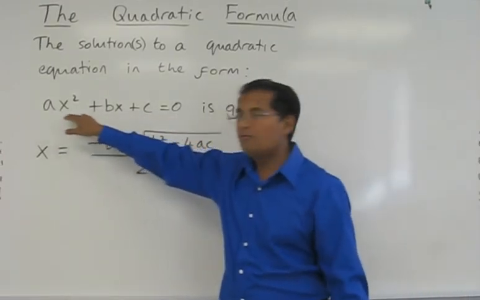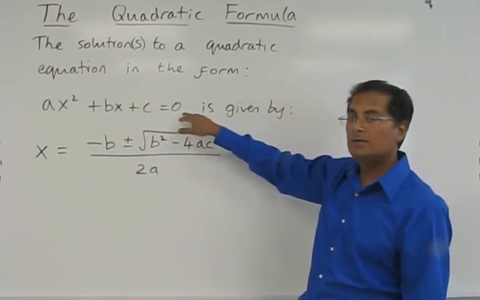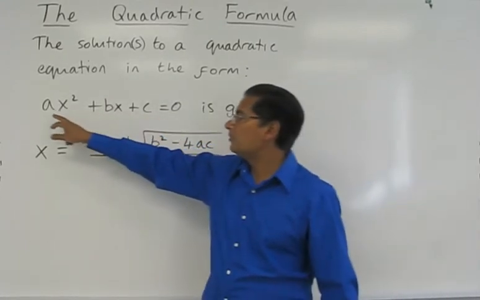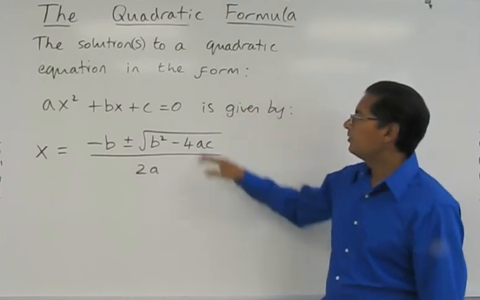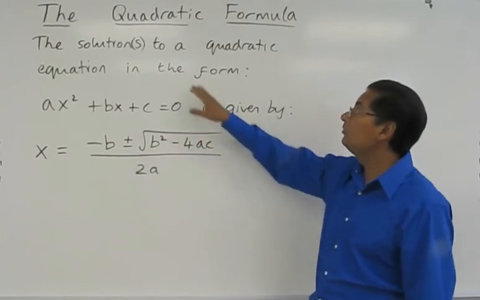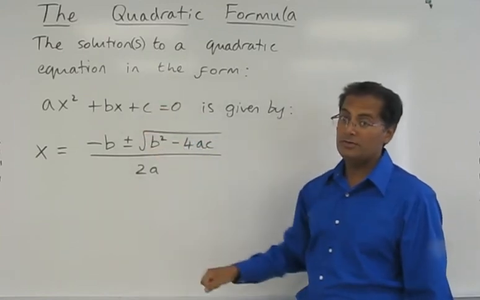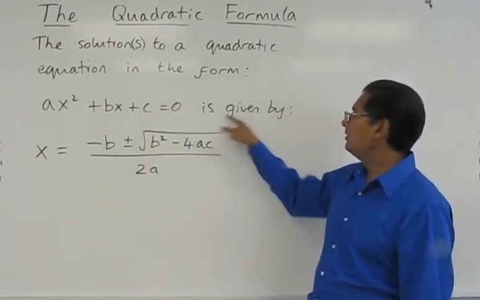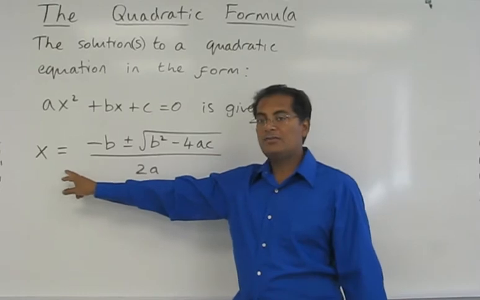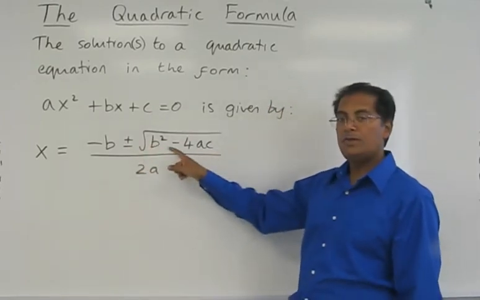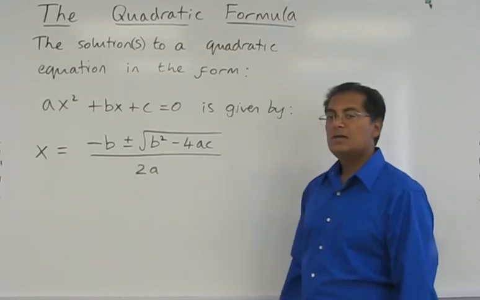So this is the standard form of a quadratic equation, where a, b, and c are real numbers and a is not equal to 0. So the solution to this equation, or solutions, and notice we could have one solution, two solutions, or no solutions, as we've seen, is given by this formula. X equals negative b plus or minus the square root of b squared minus 4ac over 2a.